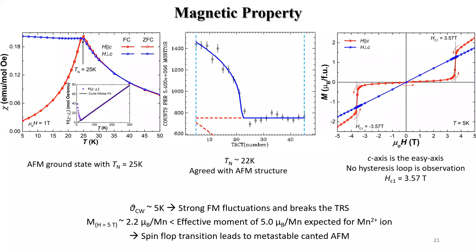And we also fit our data using a Curie-Weiss fitting. Okay, and we found that the line intercepts, and the Curie-Weiss temperature is about 5 Kelvin. This might suggest that we have strong ferromagnetic fluctuations, and this can break the time reversal symmetry.